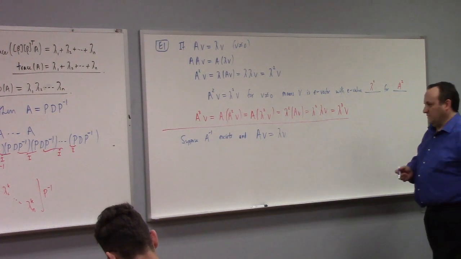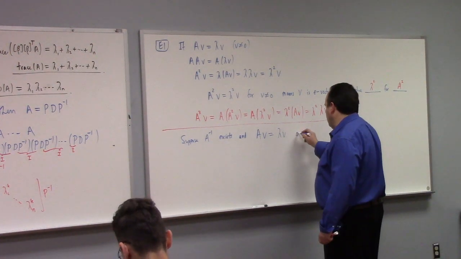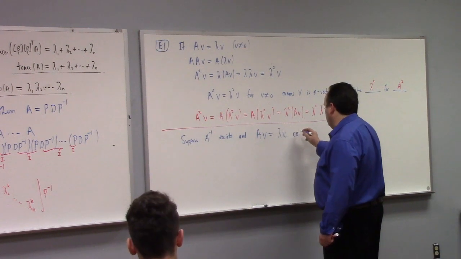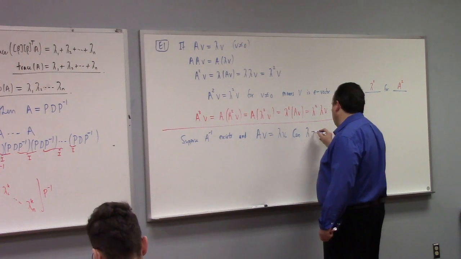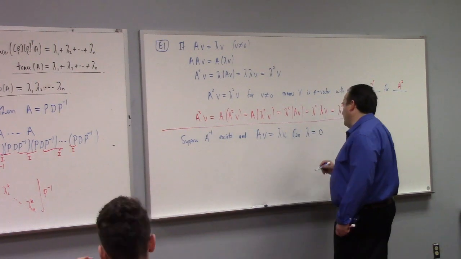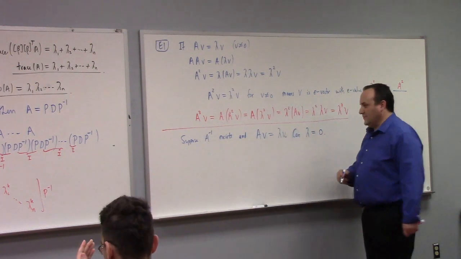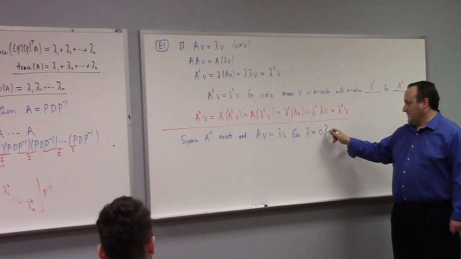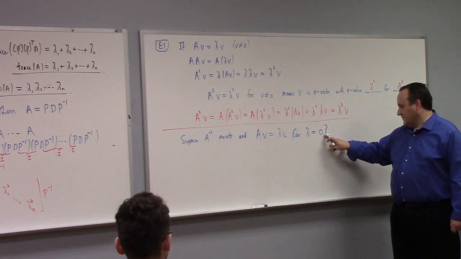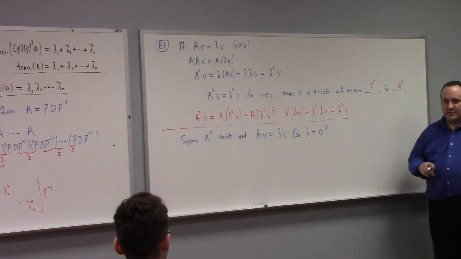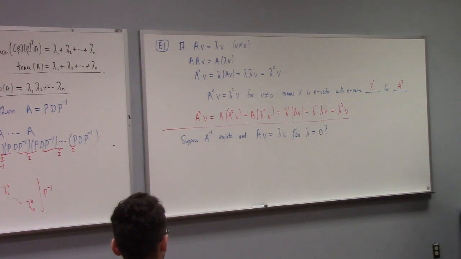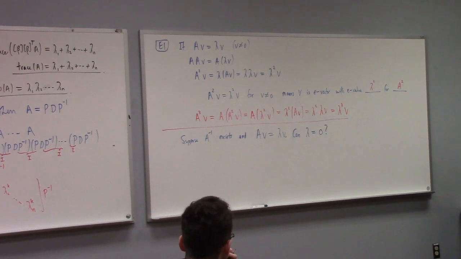Well, let me ask a question. I'll first ask a question. Can lambda equal zero? Can lambda be equal to zero? But what do you think? Is it possible to have zero as an eigenvalue if the matrix is invertible? Why or why not?